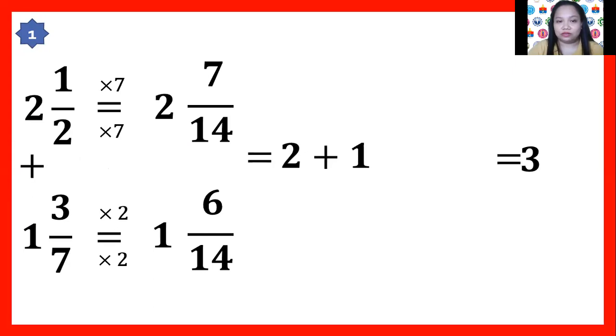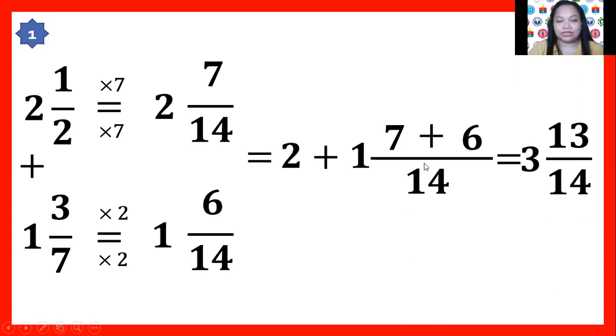That is, we need to add the whole part, 2 and 1, that will give you 3. And then we add the numerators, 7 plus 6, that is equal to 13. And then we copy the denominator. For the next step, simplify if necessary. Take a look at our fractional part. Is there a need for us to simplify? Not anymore, since 3 and 13/14 is already in its simplest form. There is no common factor, and the numerator is lesser than our denominator.